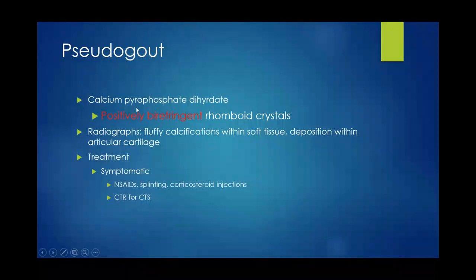Pseudogout is related to calcium pyrophosphate dihydrate deposition, usually within the fibro or articular cartilage. Positively birefringent rhomboid crystals would be seen. Radiographically, you would see these as fluffy calcifications within the fibrocartilage or articular cartilage. It's treated similar as would be for arthritis if it's the joint. It could also lead to thickening of the flexor tendons in the carpal tunnel, leading to compression of the median nerve and carpal tunnel syndrome.